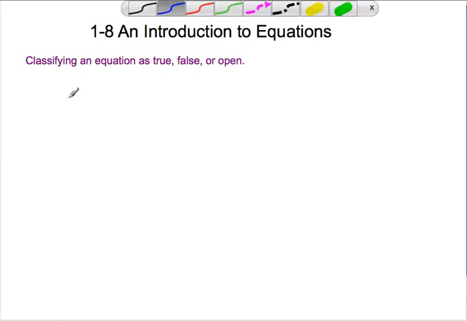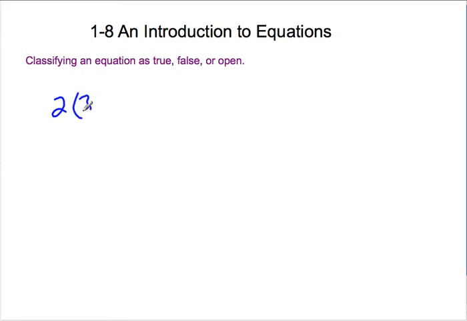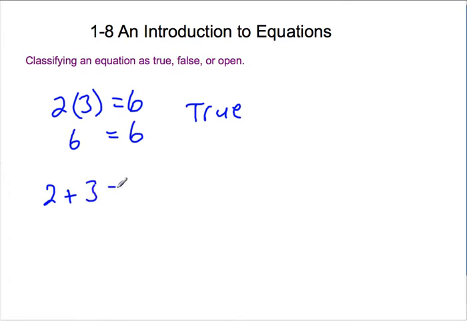An equation like 2 times 3 equals 6 would be a true equation, because 2 times 3 is 6 and 6 is 6. So that is true. An equation like 2 plus 3 equals 4 would be a false equation, because 2 plus 3 is 5 and it does not equal 4, right?